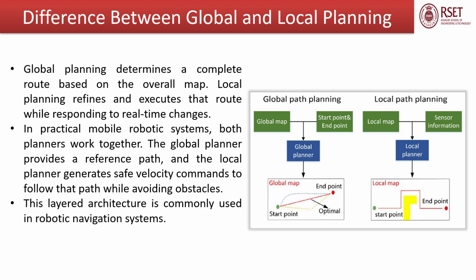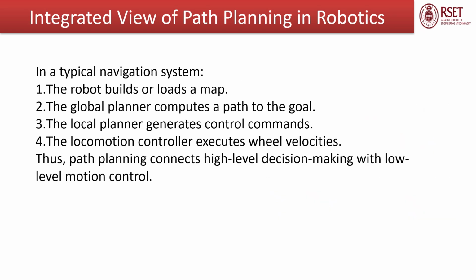In practice, both planners work together. The global planner gives direction, the local planner ensures safety and feasibility. This layered approach is standard in robotic navigation systems. First, the robot builds a map. Next, the global planner computes a path. Then the local planner converts the path into velocity commands. Finally, the locomotion controller executes those commands through wheel motors.